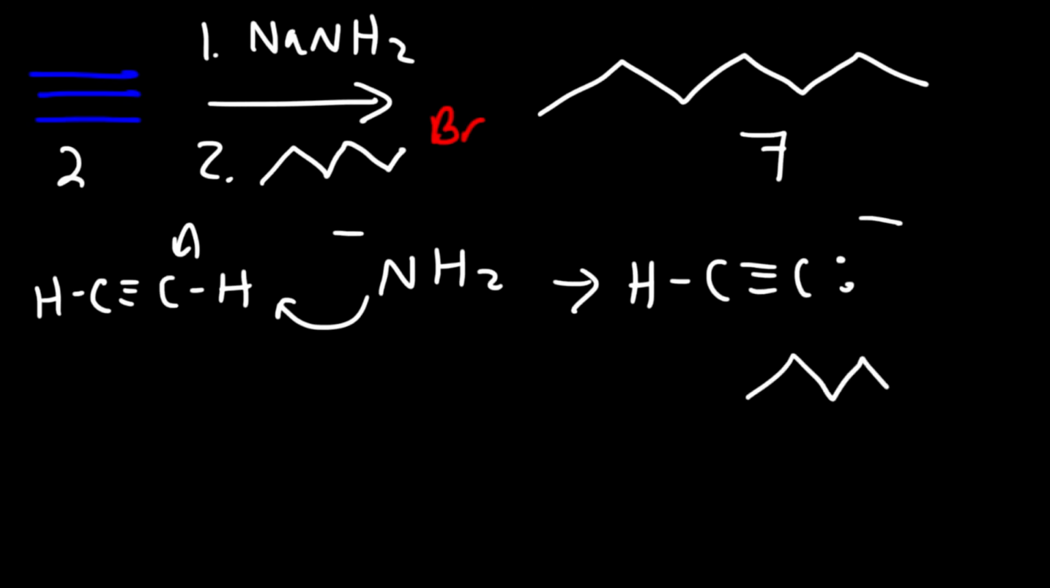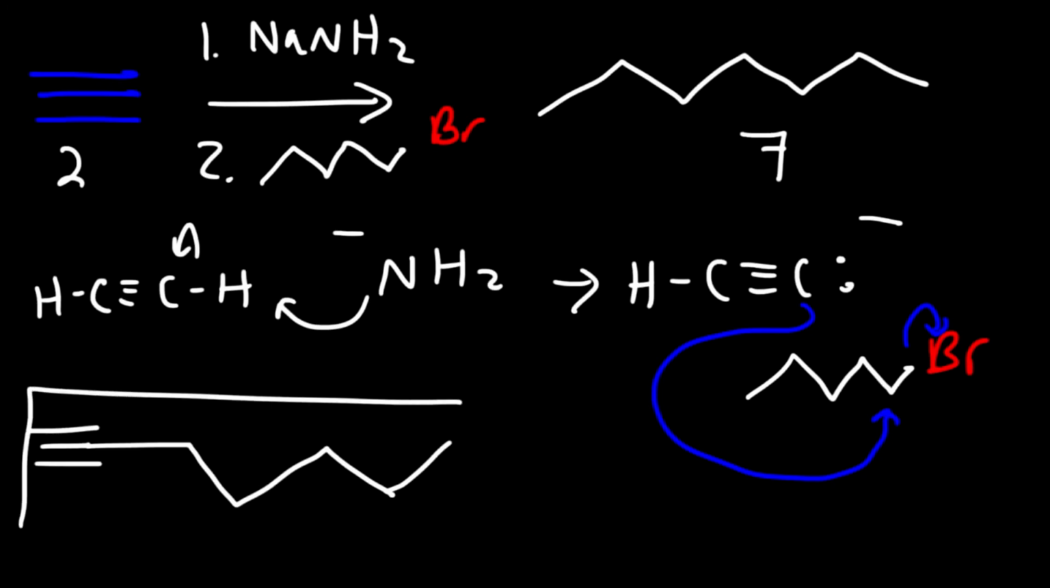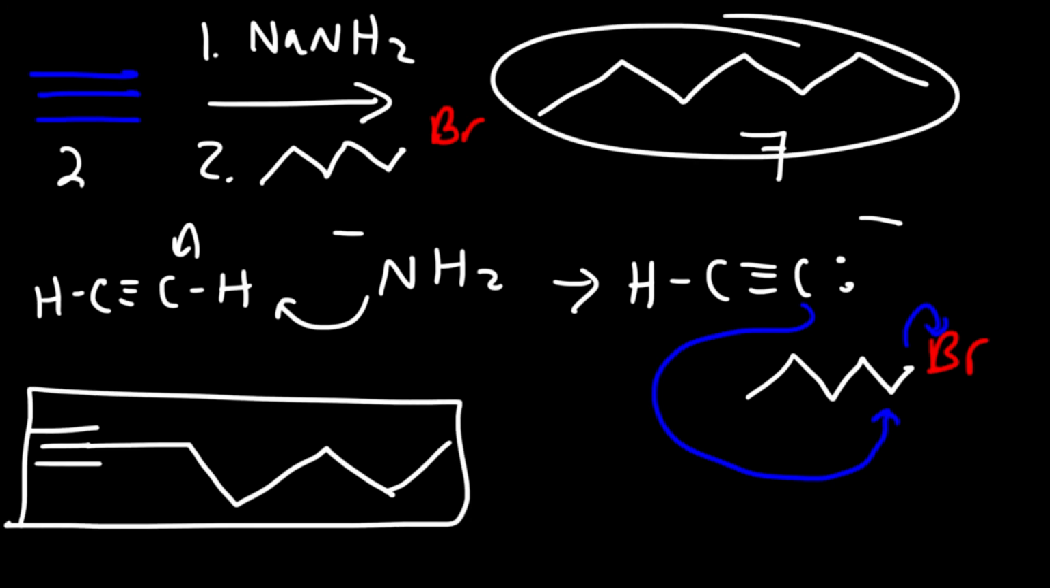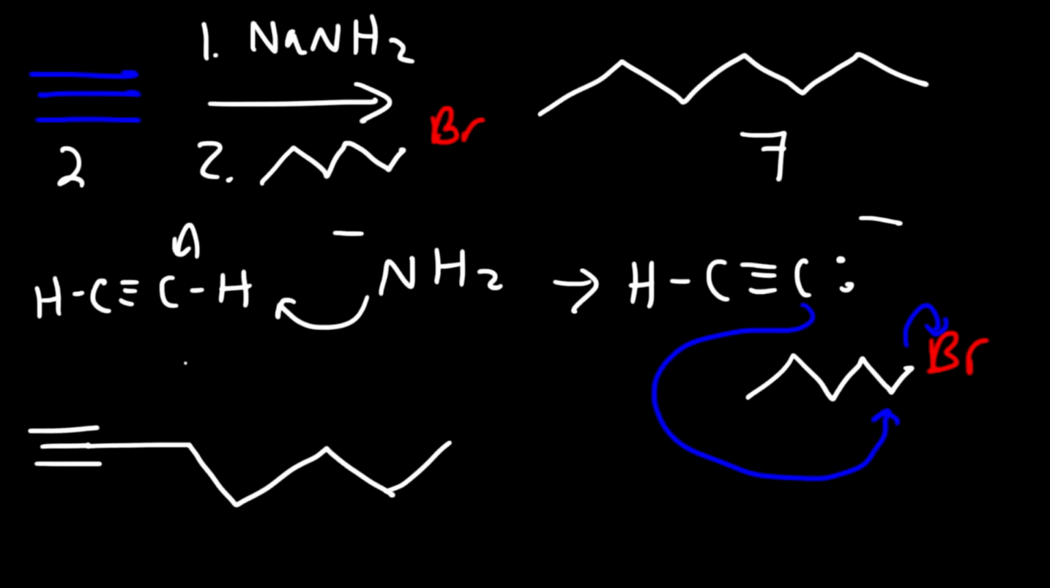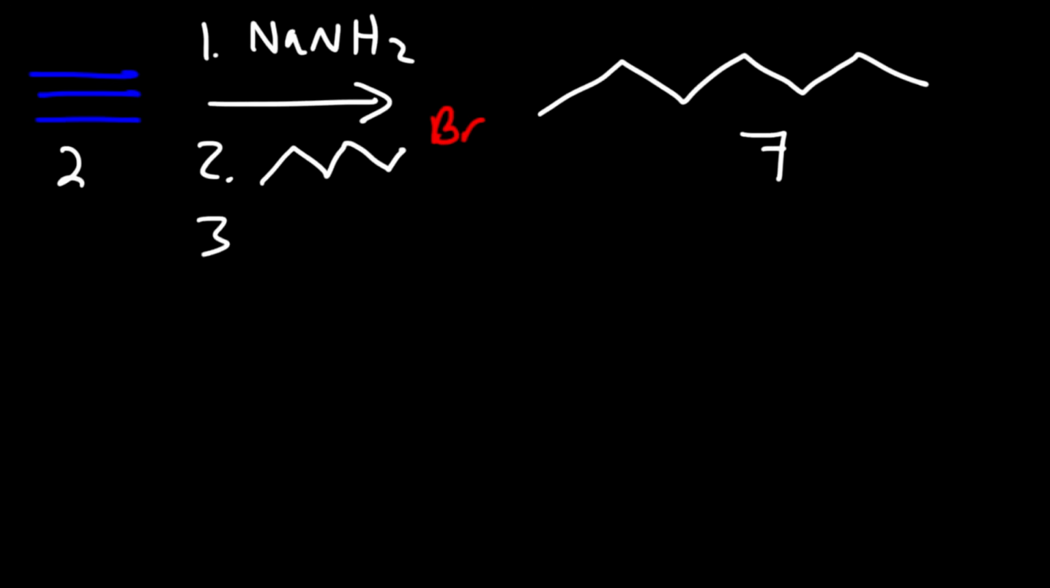And then we're going to react that with propyl bromide. And so this carbon will attack this carbon, kicking out the bromine atom. So this is 7 carbons. So this is what we now have. So we need to convert this alkyne into an alkane. The best way to convert an alkyne into an alkane is to use hydrogen gas with palladium over carbon. And so that's going to be step 3.